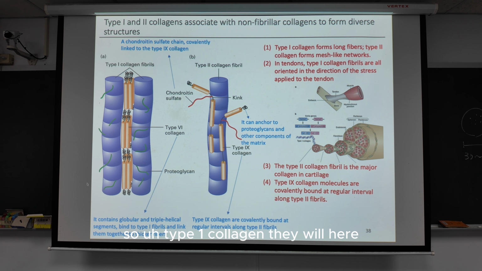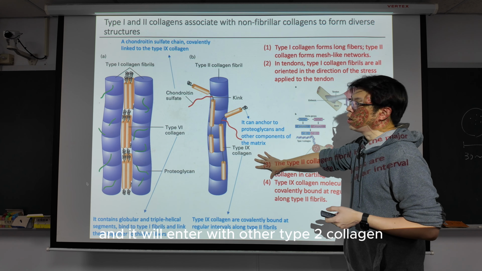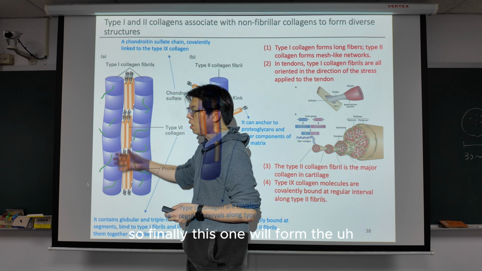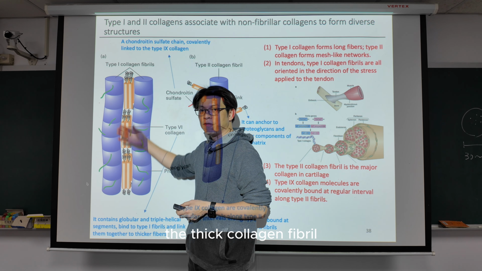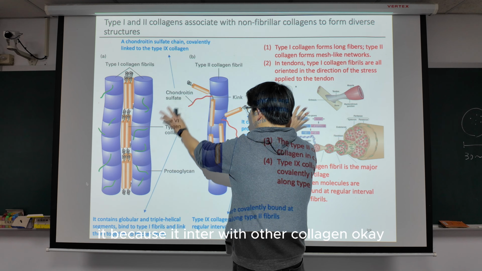So type 1 collagen will interact with type 6 collagen, and they can form the thicker collagen fiber. And type 2 collagen will interact with type 9 collagen, and you see this angle here, and it will interact with other type 2 collagen. So finally, this one will form the thick collagen fibril. This one can form the meshwork because it interacts with other collagen.